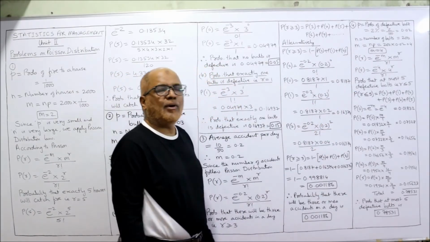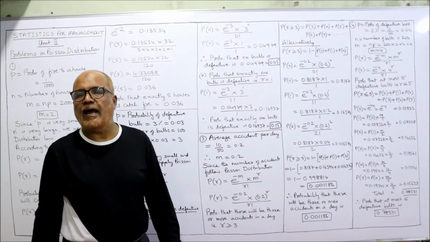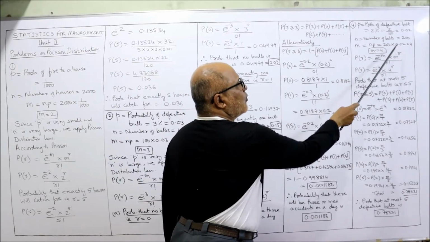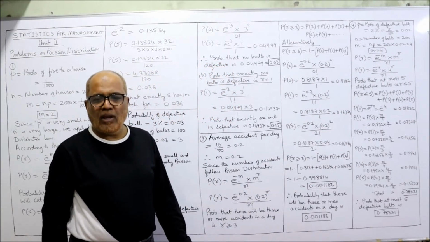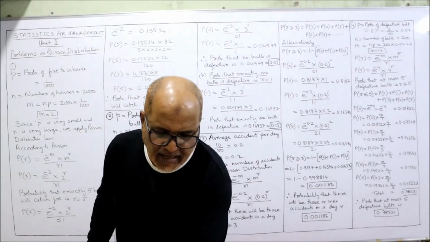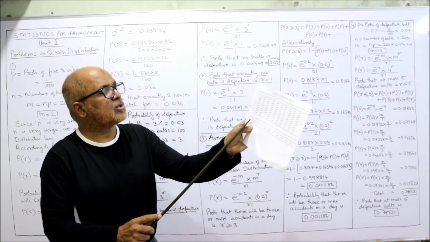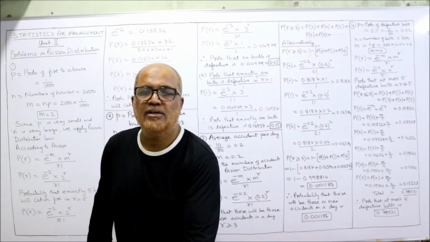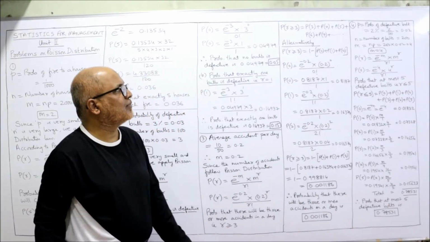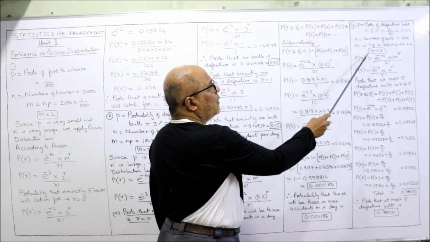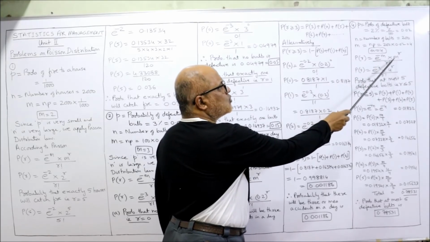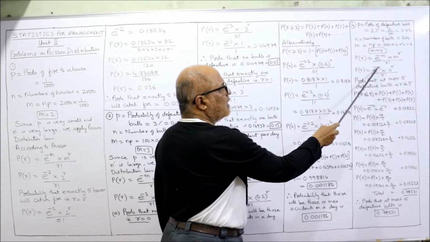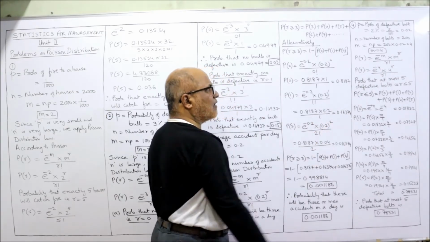Now m, because in Poisson distribution we want the parameter m, and m is equal to n into p. So 200 into 0.02 is 4. m is equal to 4. Now if you refer to the table, you will get, for m equal to 4, e to the power of minus 4 is 0.1832. That is the value. Now P of r is equal to e to the power of minus m into m to the power of r by r factorial. So P of r is equal to e to the power of minus 4 into 4 to the power of r divided by r factorial.